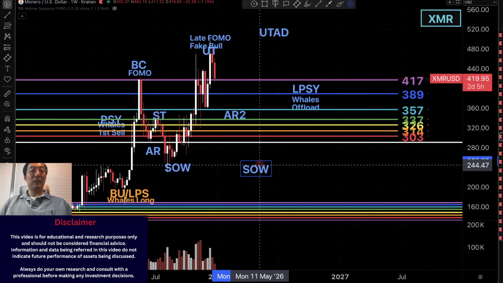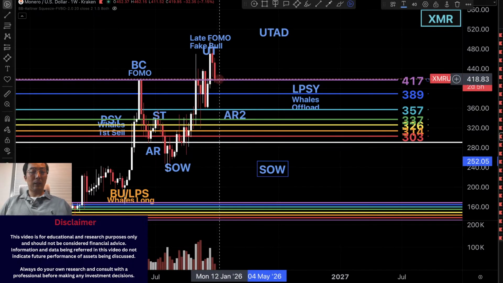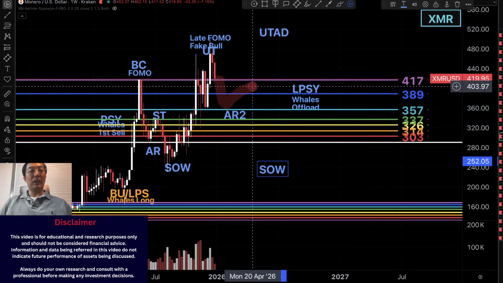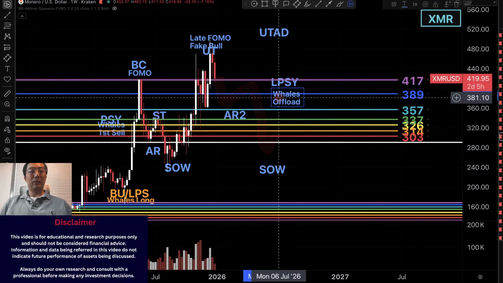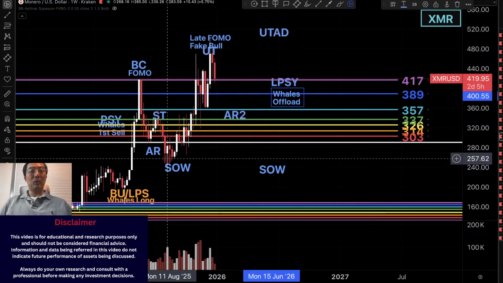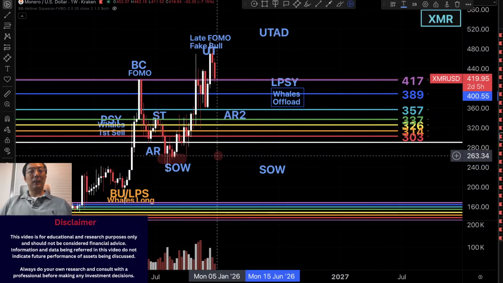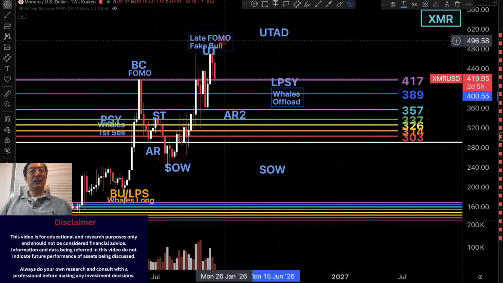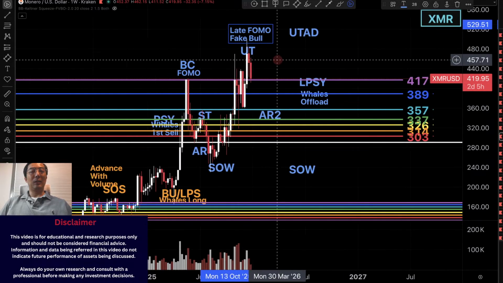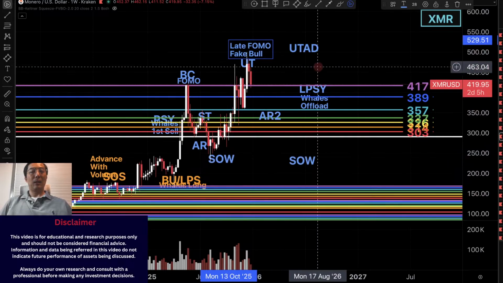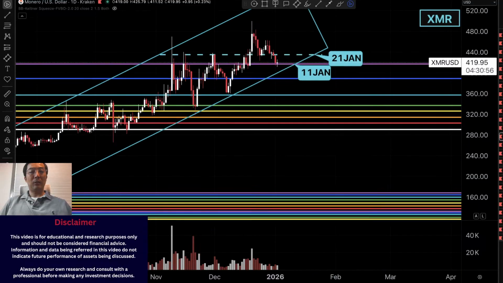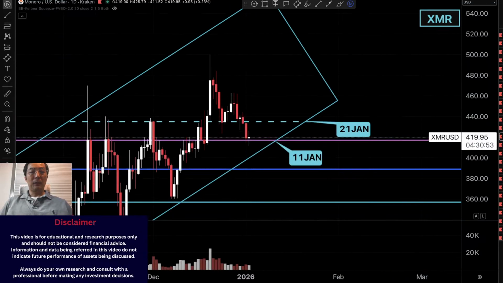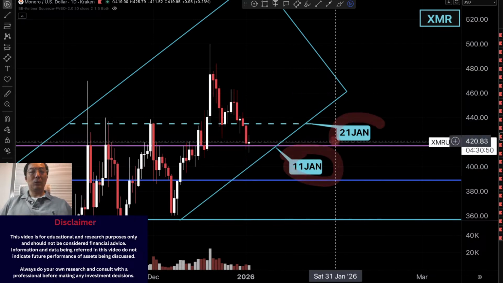I'm just showing you different possibilities over here. Of course, the more pessimistic view is that after it comes down for an automatic reaction, it may have a rebound and then eventually come back down to the sign of weakness level. The previous sign of weakness was marked back in summer 2025, and if you're bullish towards Monero, obviously that's not something you want to see. However, if we look at the daily charts, we are getting very close to two time points. One, 11th of January, the other one, 21st.